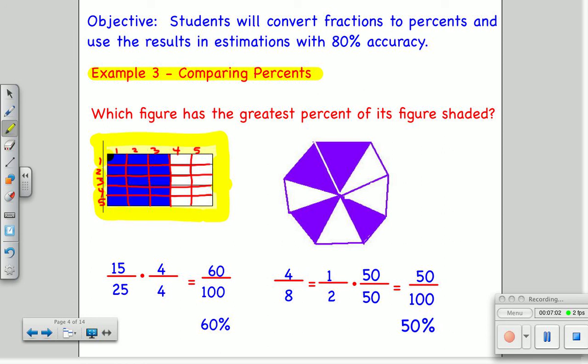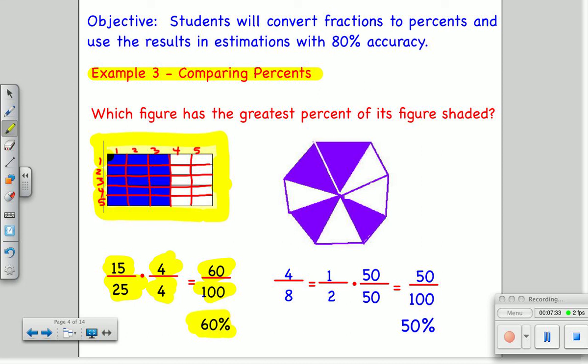Okay? So now I'm going to write a fraction showing how much of this is shaded. I have a total of 15 shaded out of a total of 25 little boxes here. Okay? Now, can I change 25 into 100? Yes, I can when I multiply by 4. Since I multiply the denominator by 4, I must also multiply the numerator by 4. 15 times 4 is 60, so 60 out of 100, this one is 60% shaded.